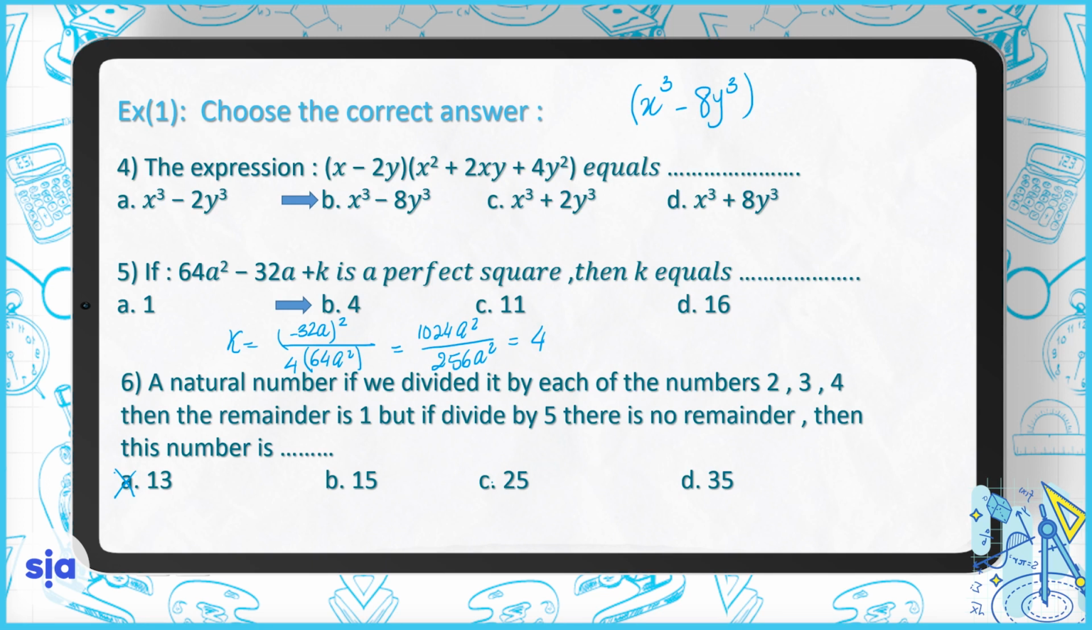So it's not 15. If we check 25, if we divide 25 by 2, it has a remainder of 1. If we divide 25 by 3, it has a remainder of 1. If we divide 25 by 4, it has a remainder of 1. And when divided by 5, the remainder is 0. So question 6, the right answer is 25. Let's now go to another type of question, which is complete each of the following.